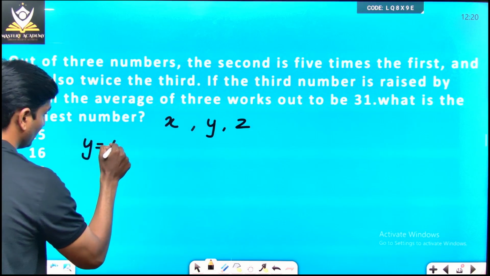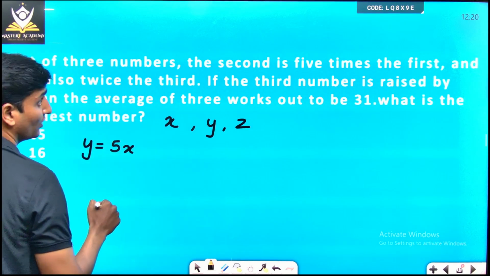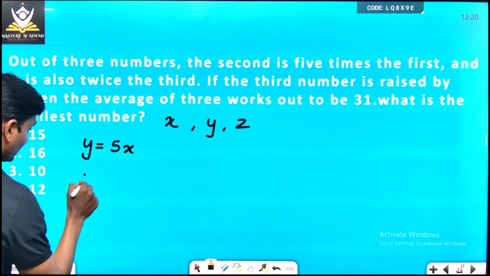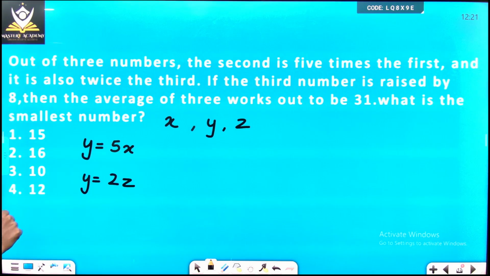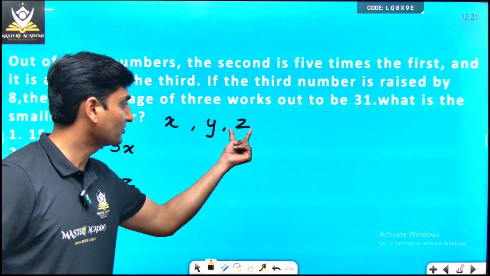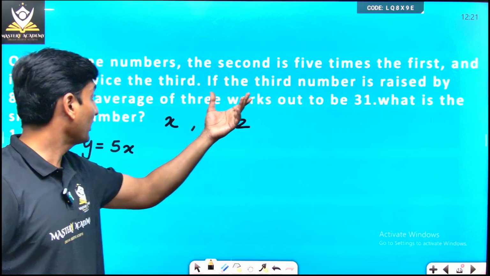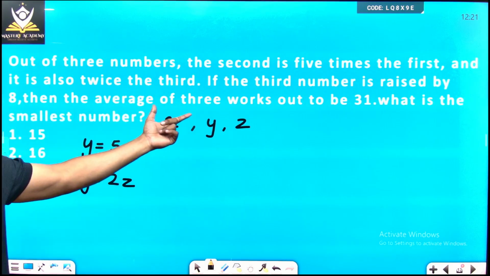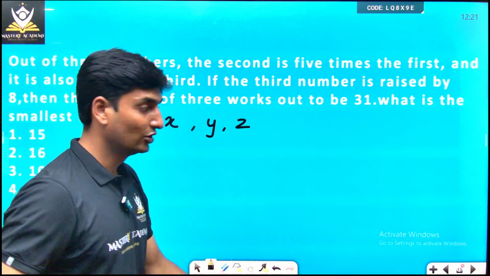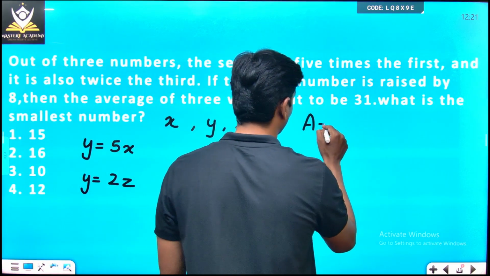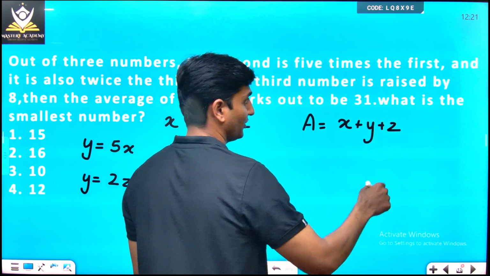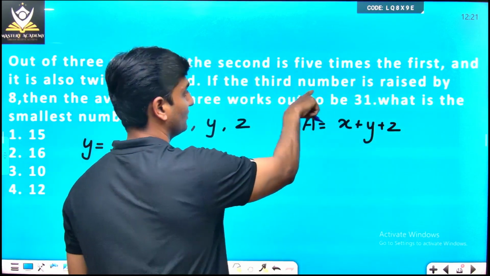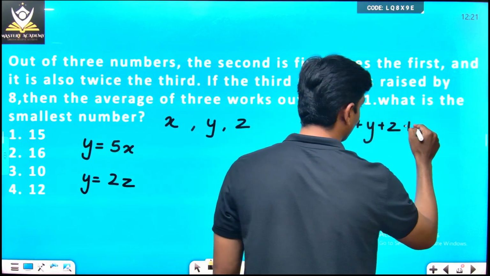The second number is Y, 5 times the first number, and also twice the third number. This is the condition. If the third number, that is nothing but Z, is raised by 8, the average of the 3 works out to be 31. So average is given by what? Average basically is given by sum divided by number of elements. But here what they are saying is, if the third number is raised by 8, we are raising that number.